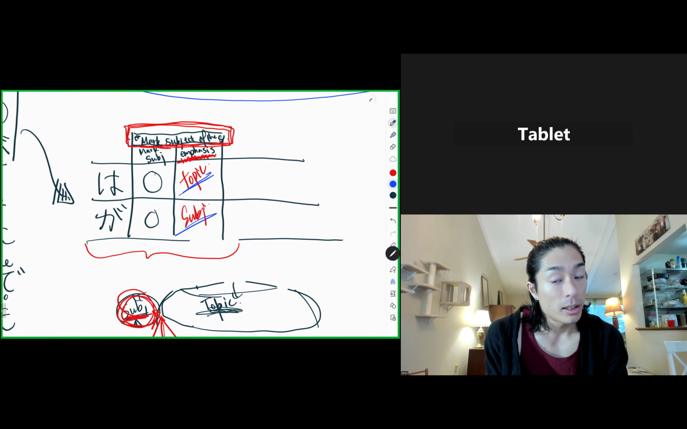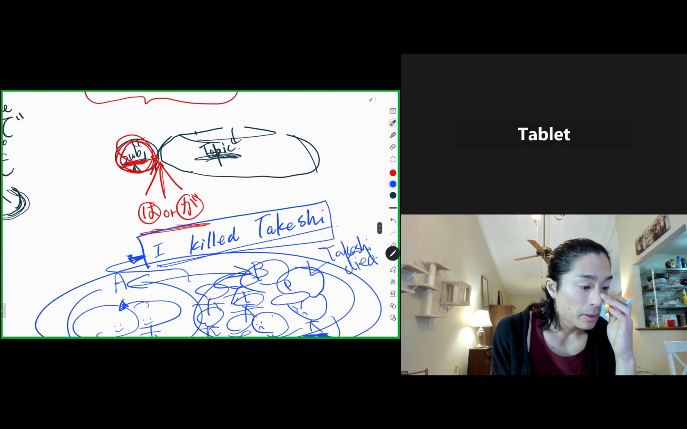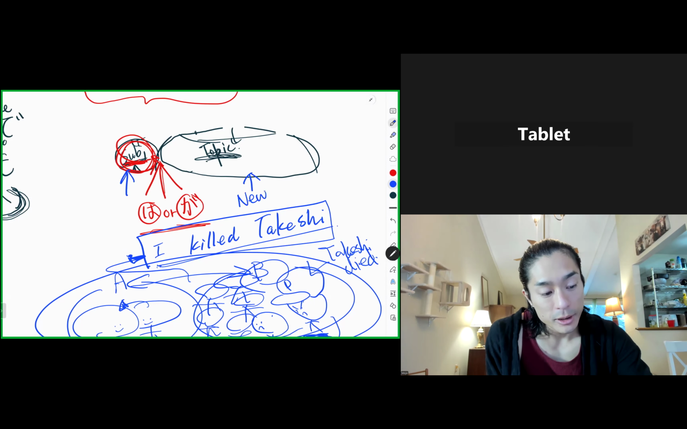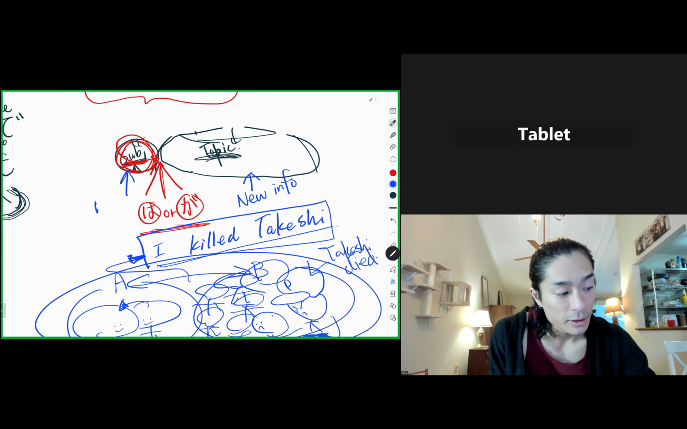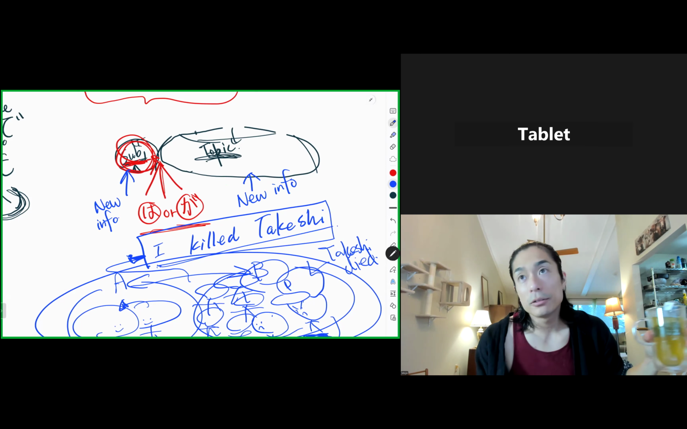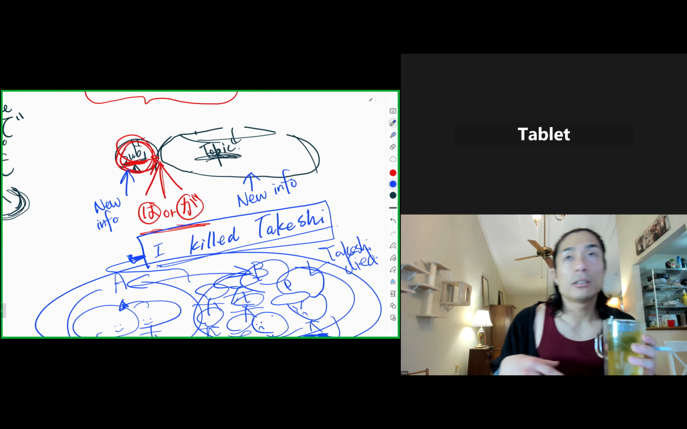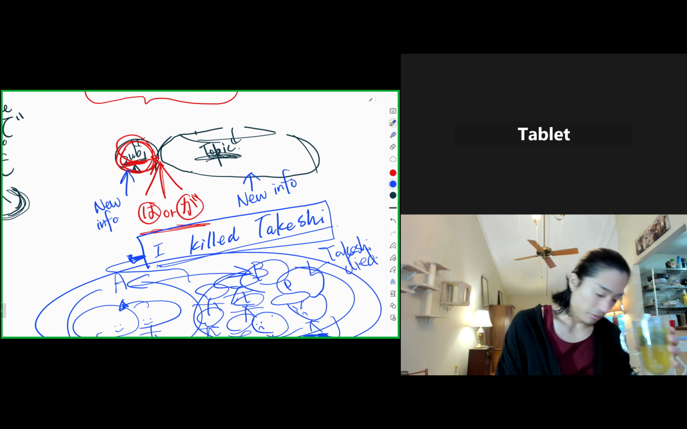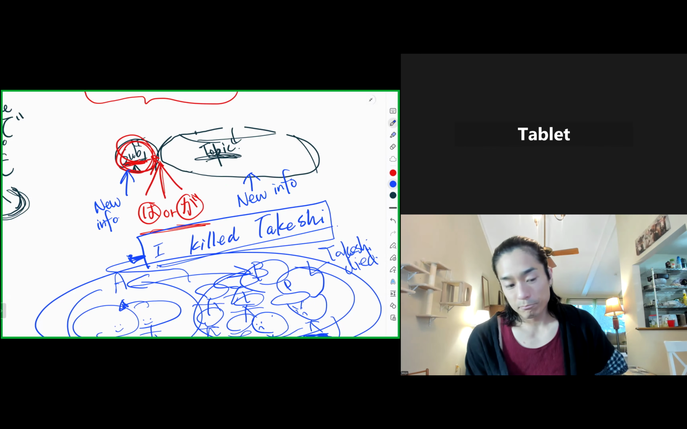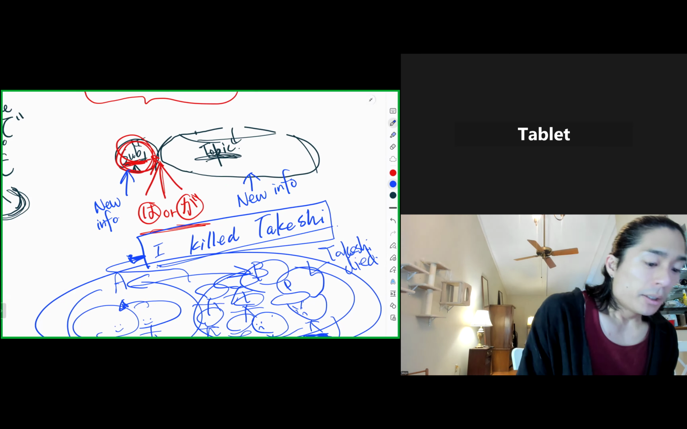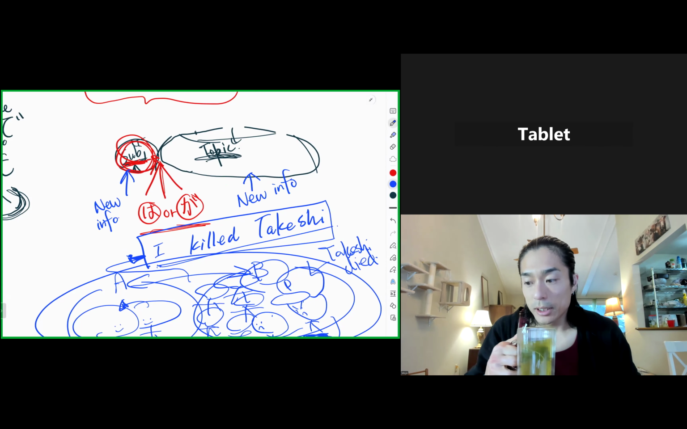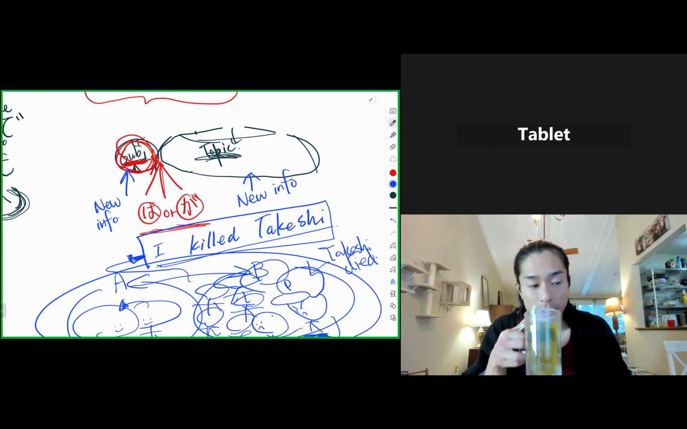This is when wa and ga come in, right? Emphasis means whichever side has new information, usually, you would naturally want to emphasize. If you already know your friend knows that Takeshi was killed, you don't need to be like, hey, did you know? So whichever side has new information is naturally important, and that's where we naturally want to emphasize, right?